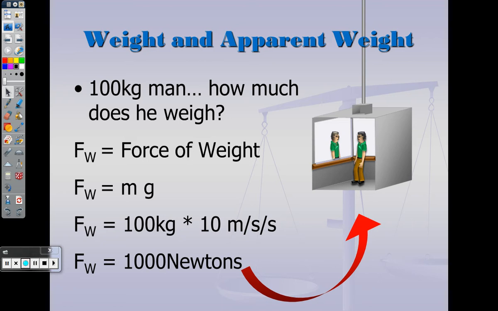So that's what we just did orally. So force of weight, F sub W. F equals MA. Of course, we are substituting A for G, right? In this example, our acceleration is going to be 10 meters per second squared. Multiply those two, and we get 1,000 newtons. So this guy weighs 1,000 newtons.